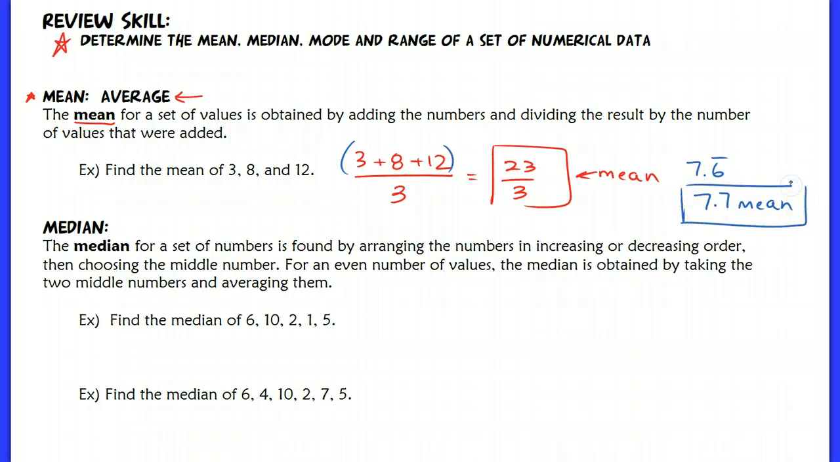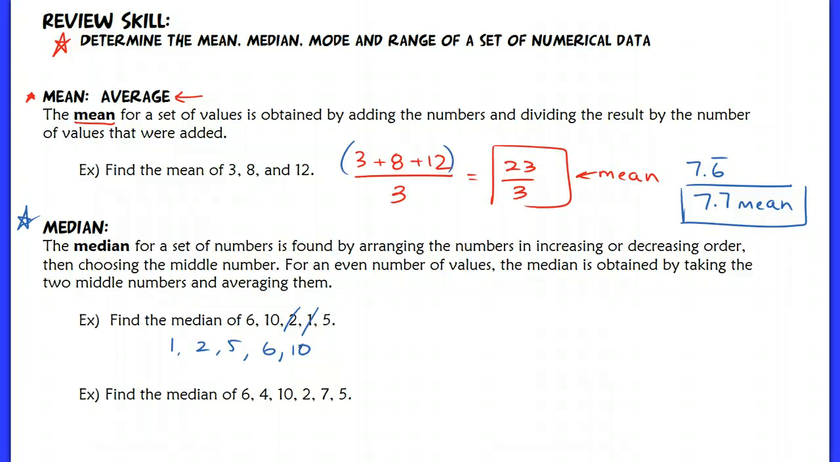Now the median needs to be found by rearranging all of your numbers in increasing or decreasing order. Then you're going to pick your middle number. So for example here, it says find the median of 6, 10, 2, 1, and 5. Now I like to rewrite this from the smallest to the largest number. So I'm going to start with 1, right? 1 is the smallest number, and then 2 would be the next largest, then 5, then 6, then 10. So the first thing I do is just rewrite all of the numbers.